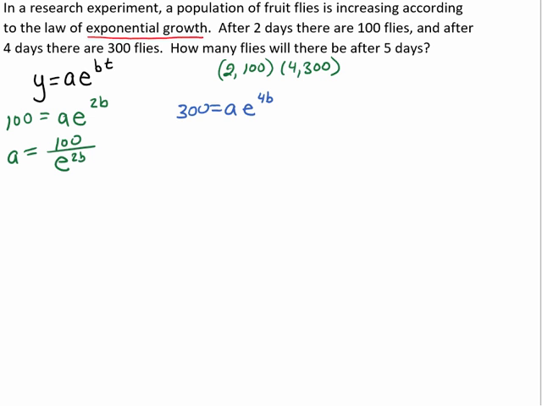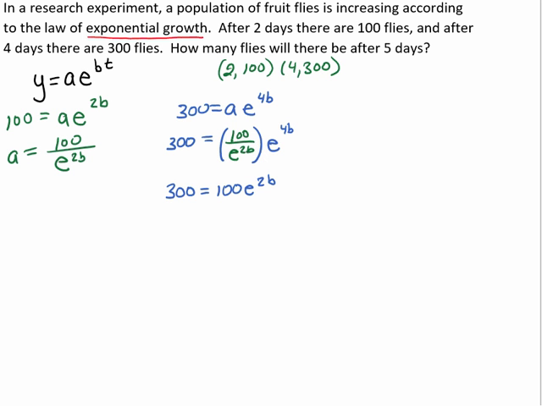From here, we're now going to take our equation for the 4 days and 300 flies, and set that up as 300 equals a times e raised to the 4b. Because we have two variables here, this is how we need to set this up. Now we know what a is. A is 100 divided by e to the 2b. So when we plug that in, we're going to have 300 equals 100 over e raised to the 2b times e raised to the 4b.